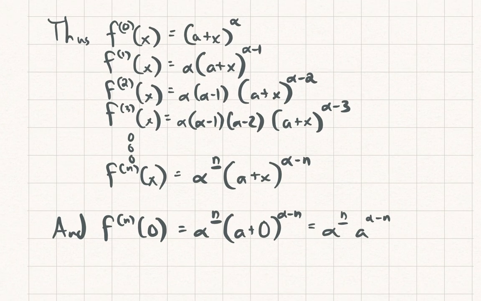Great. So remember, for our coefficient of our Taylor series or Maclaurin series, we need to evaluate the nth derivative at 0. That's no big deal. We do it, and we get alpha falling factorial n times alpha plus 0, remember, we're letting x equal 0 here, to the alpha minus n. So simplifying that, we get alpha falling factorial n times a to the alpha minus n. So it's starting to look like our binomial theorem already.